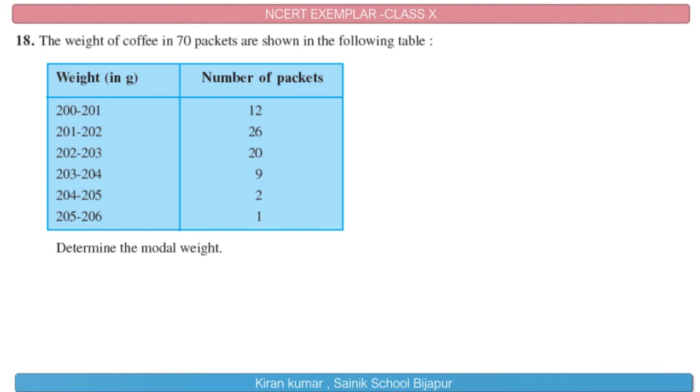Question number 18 is similar to the previous question, but here they have given the frequencies. Maximum frequency is here 26. So the modal class will be 201 to 202. 201 to 202 is the modal class.